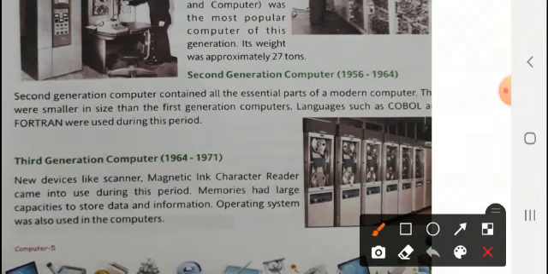So all the new devices were used, and the modern parts of the modern computer were included in the third generation computer. Okay, so these are the characteristics.